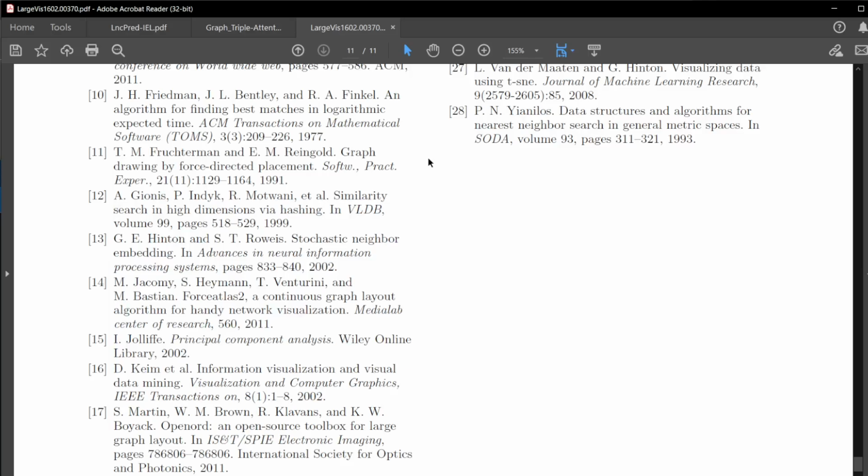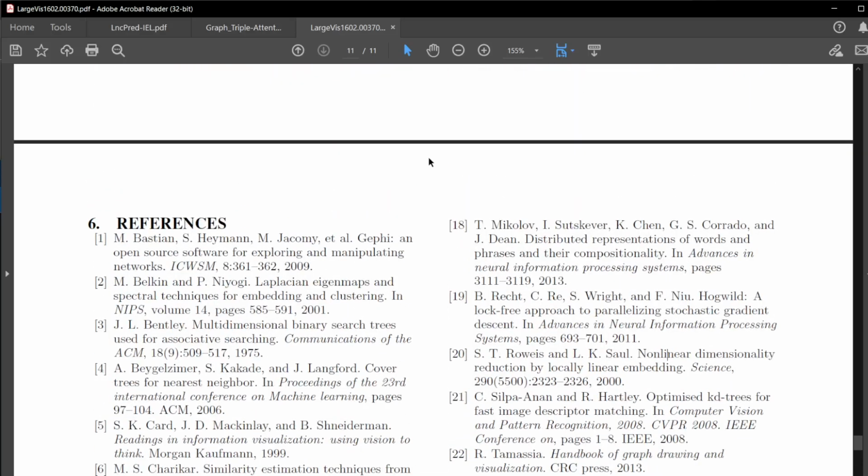15. I. Jolliffe. Principal Component Analysis. Wiley Online Library, 2002. 16. D. Keim et al. Information visualization and visual data mining. Visualization and Computer Graphics, IEEE Transactions on, 8(1), 1 to 8, 2002. 17. S. Martin, W. M. Brown, R. Klavans, and K. W. Boyack. OpenOrd, an open-source toolbox for large graph layout. In IS&T/SPIE Electronic Imaging, pages 786806 to 786806. International Society for Optics and Photonics, 2011.